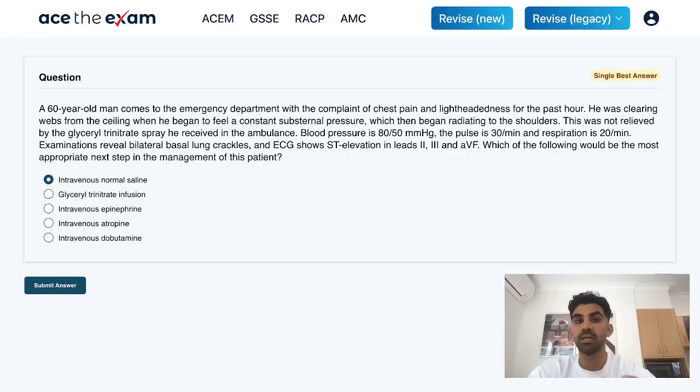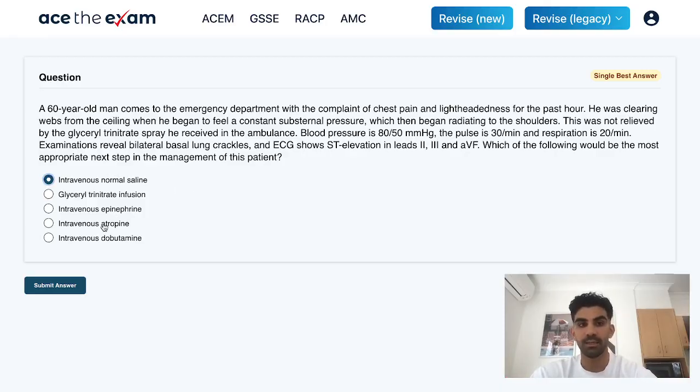Our next option is intravenous dobutamine. This is incorrect because dobutamine, remember, acts on beta-1 receptors. This increases contractility but doesn't increase the heart rate. So this patient doesn't have a pump failure, he has a rate failure. He's in severe bradycardia, so this will not address the primary problem.